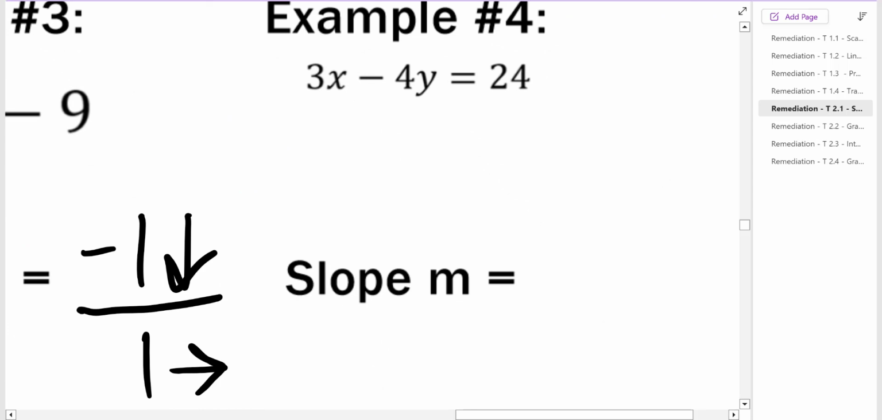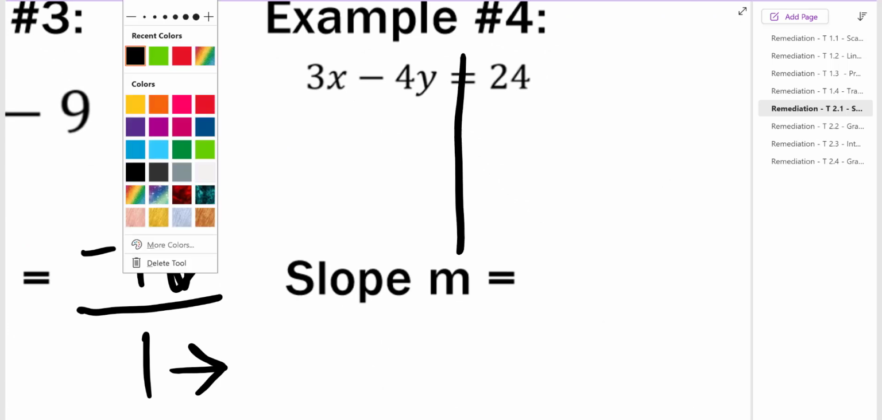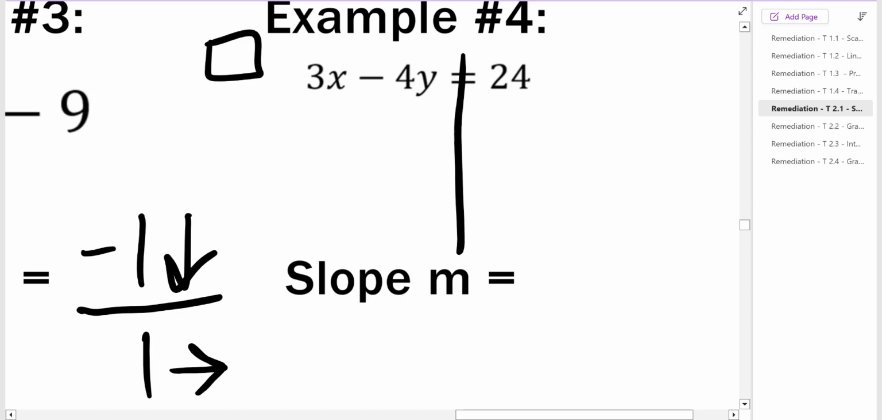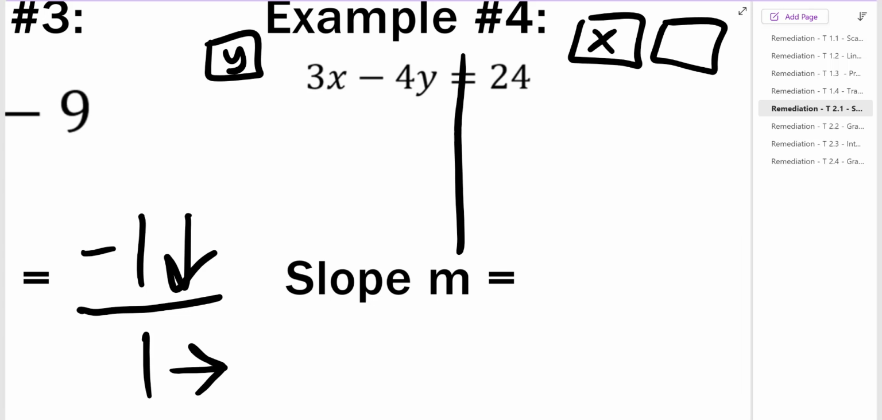So first you need to draw a line. So on this side, I want y alone. On this side, I want x and numbers. Okay? So I have 3 groups. Tengo 3 grupos. 1, 2, 3.